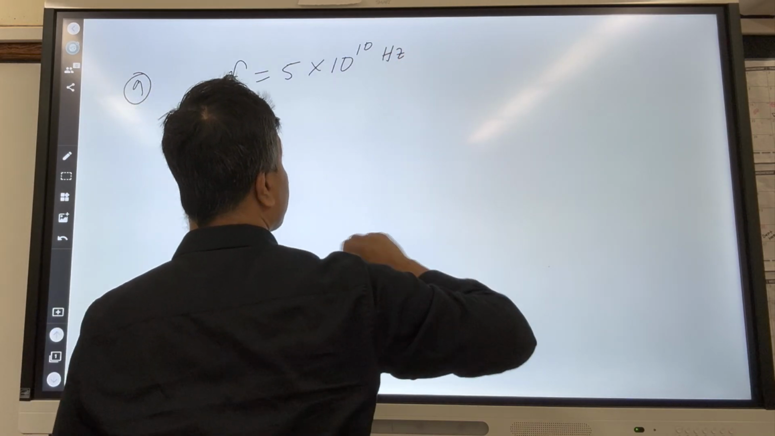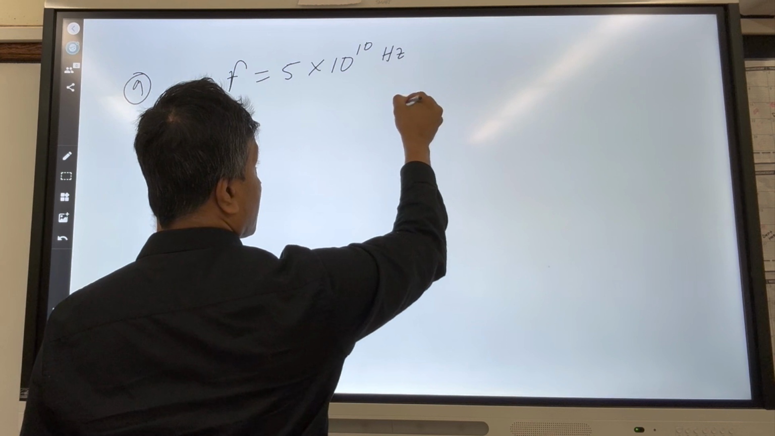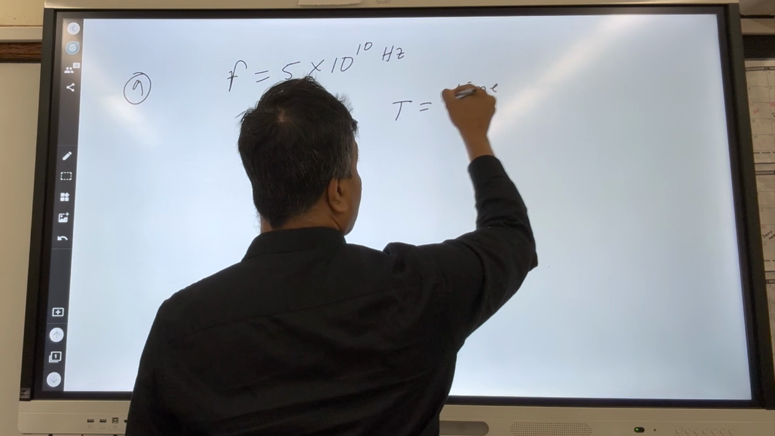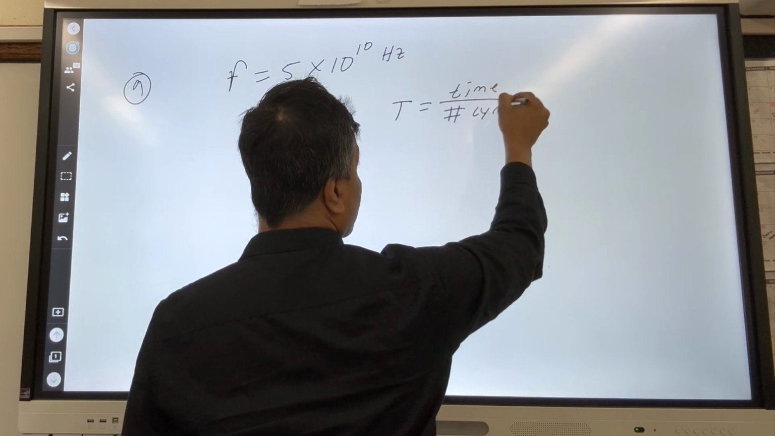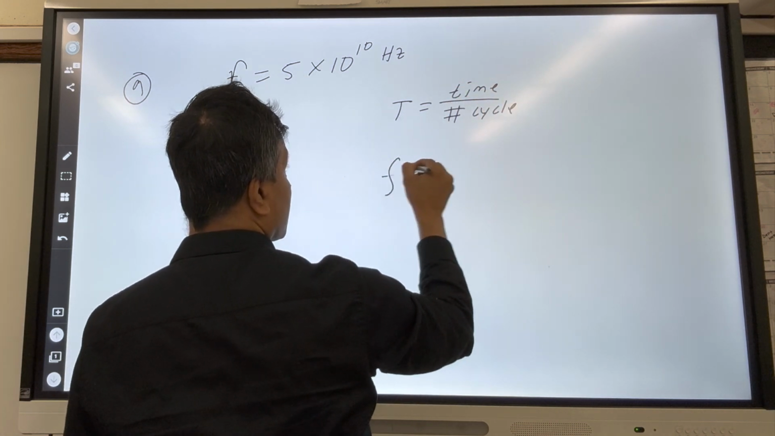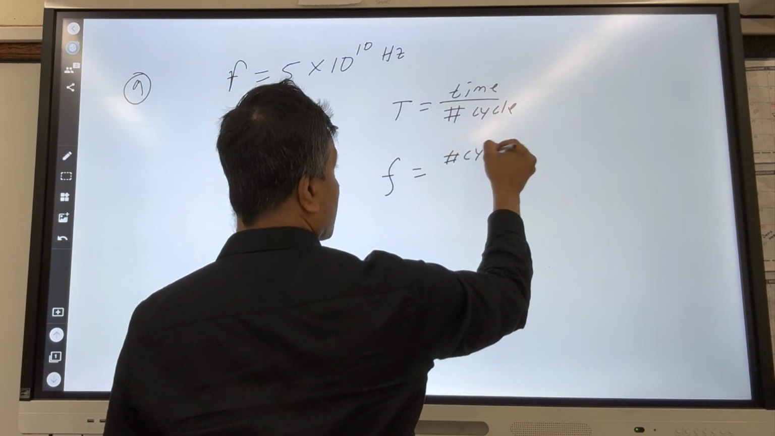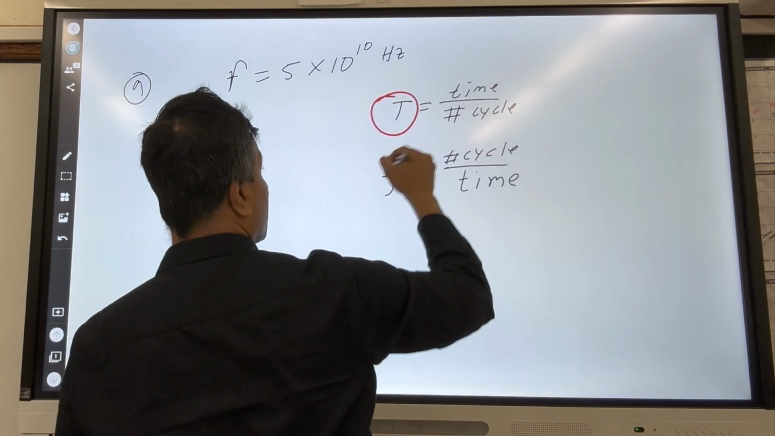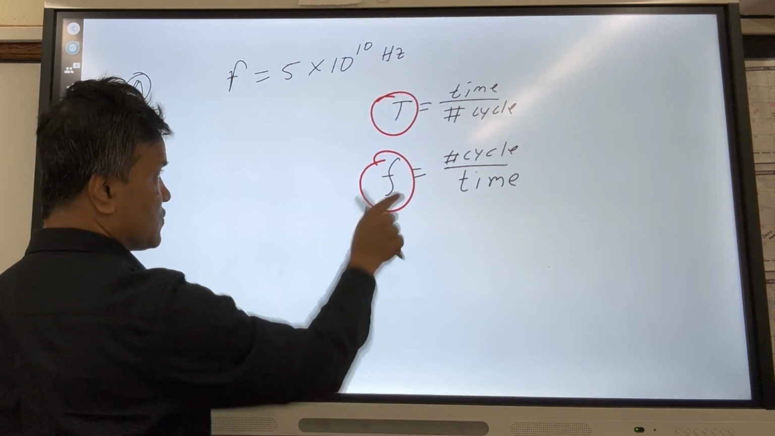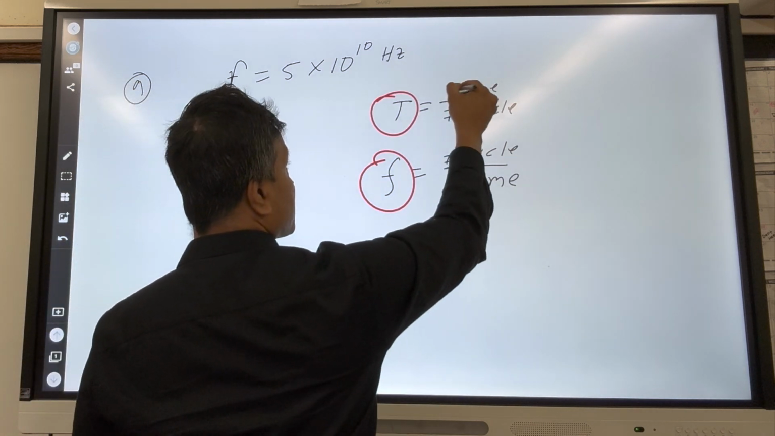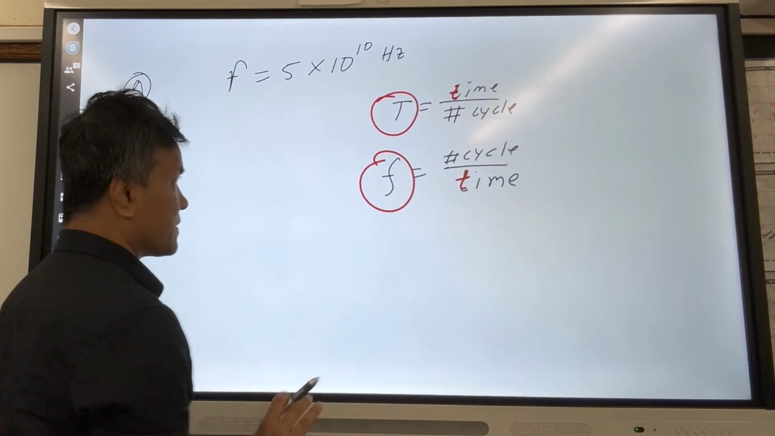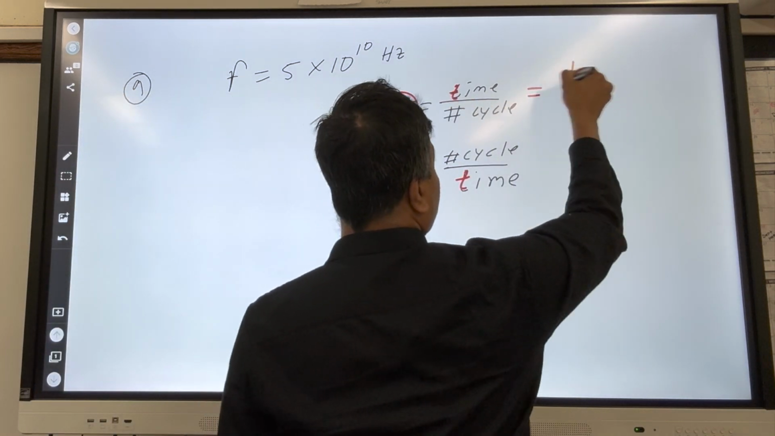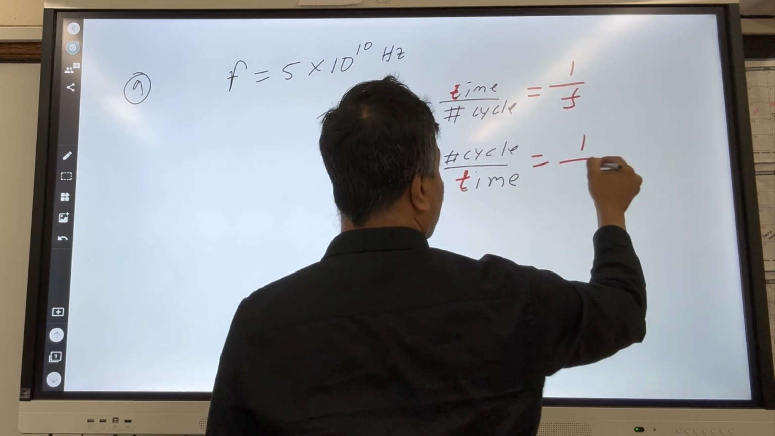So the definition I gave you about the period: period is time over number of cycles, and the frequency is number of cycles over time. Do you see that? I thought you would be able to discover the relationship. The relationship is the inverse. See, the time is on the top over here and the time is on the bottom over here. So it's inverse. So what does that mean? The period is 1 over frequency and frequency is 1 over period, right?